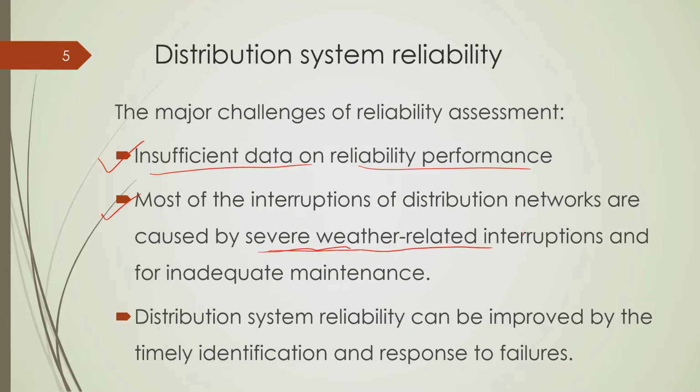Now, most of the interruptions of the distribution networks, as I said, are caused by severe weather related interruption and inadequate maintenance, which I mentioned already. So, most interruptions are related to either weather, caused by storm or cyclone or simply a tree branch hitting a particular distribution line, and also some animal related interruptions, but those things should be properly recorded, so that we can avoid this. Inadequate maintenance of all this equipment is another reason. And also distribution network reliability can be improved by timely identification and response to those failures.